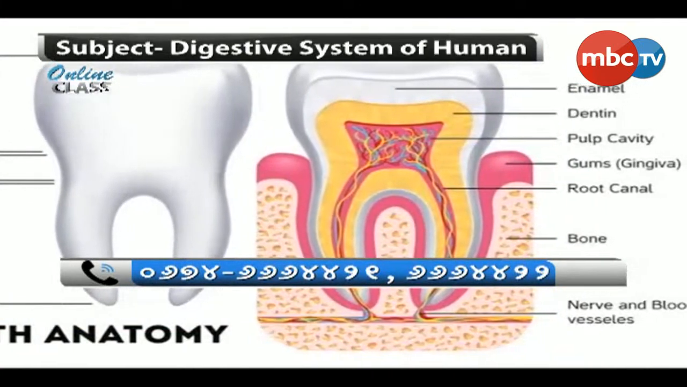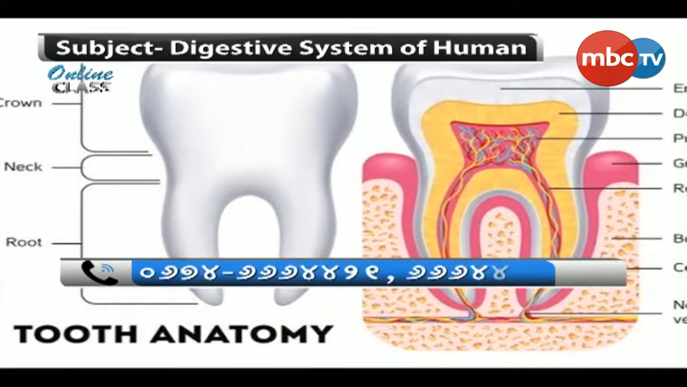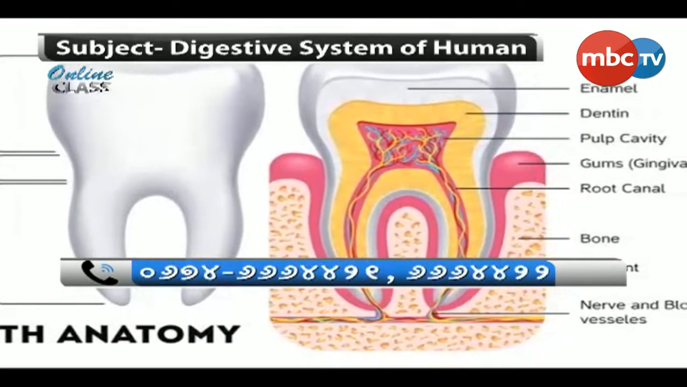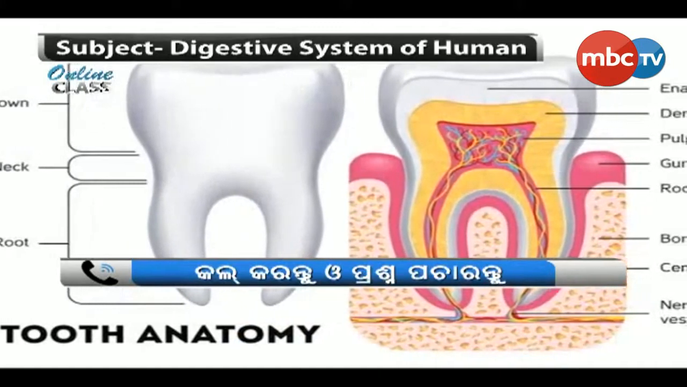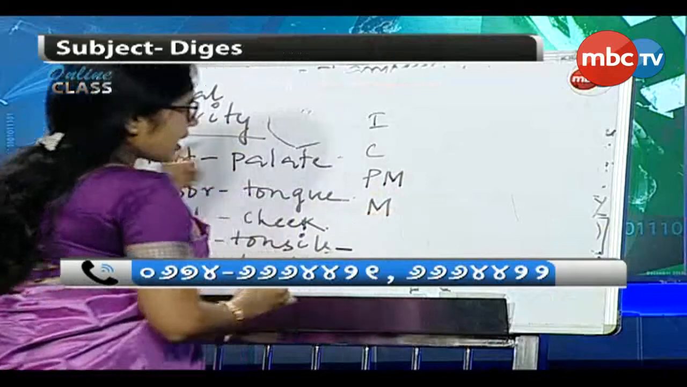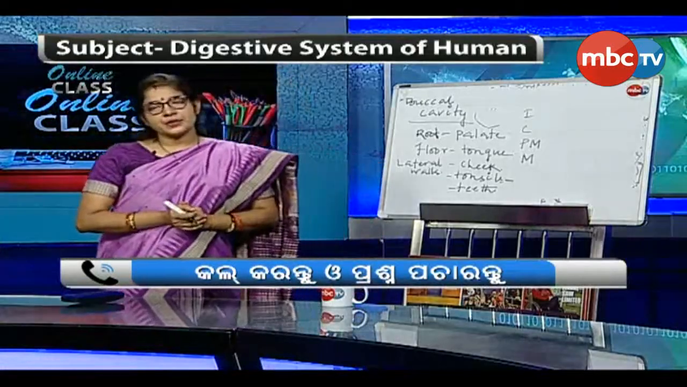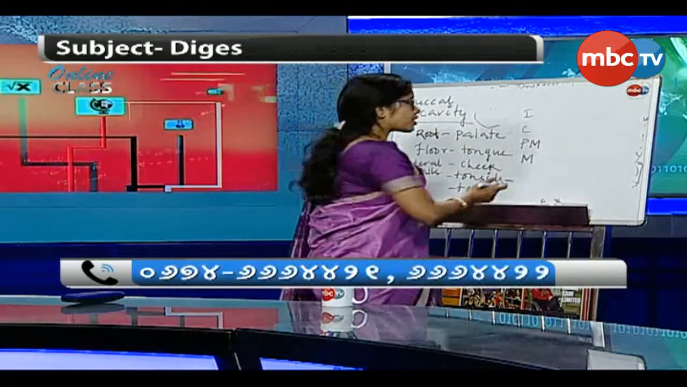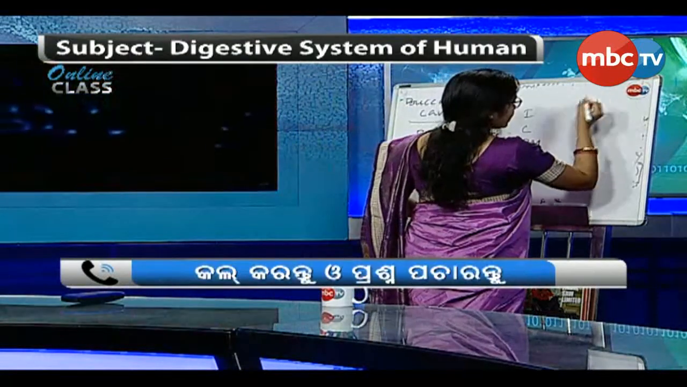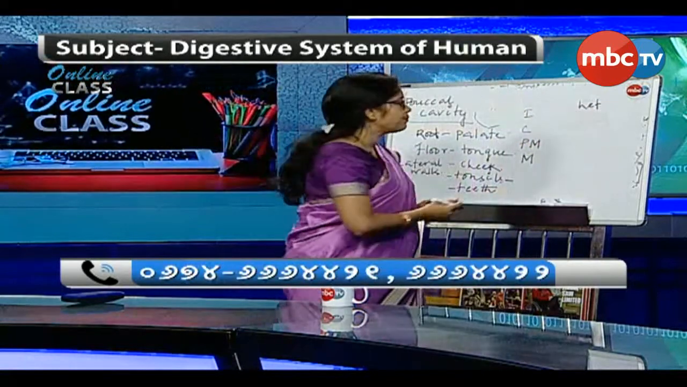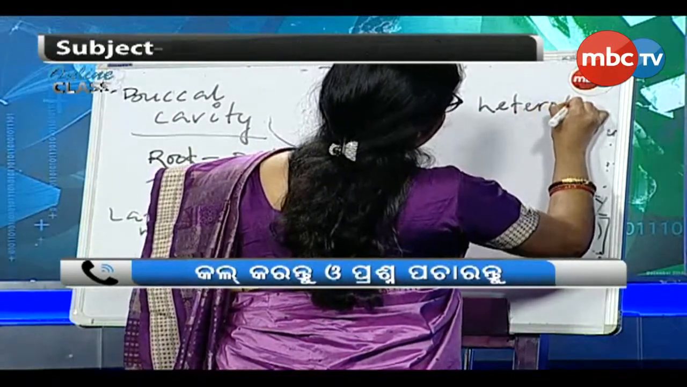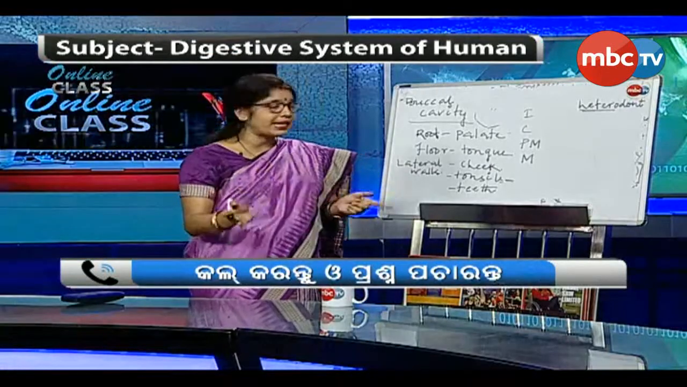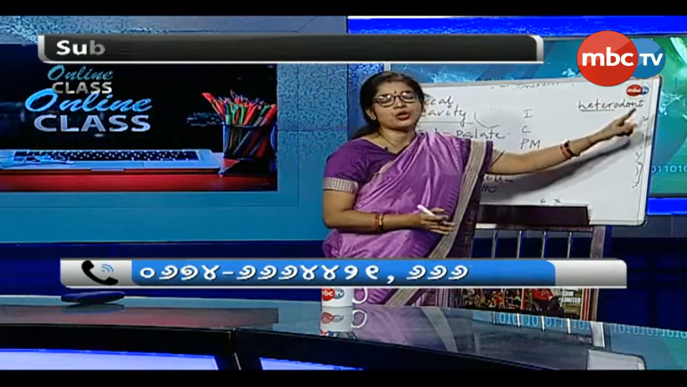What about the different types of the teeth which are present in case of human? The teeth in human are classified into incisor, canine, premolar and molar. So, these are the four different types of the teeth present within the buccal cavity of human. As the teeth are of different types according to the structure, human teeth are heterodont type. Hetero means dissimilar. As the teeth are of different shape and types, the human teeth are known as heterodont type.